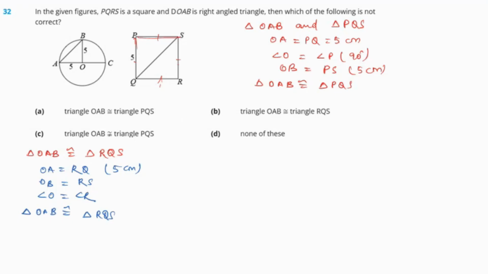Correct. And when we move towards option C, that is triangle OAB should not be congruent to triangle PQS. Since we already proved that OAB is congruent to PQS, it's not possible that OAB will not be congruent to PQS. So that is why this is not correct, and the question is asking which of the following is not correct. So yes, only option C is not correct.